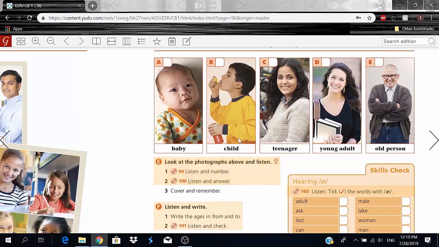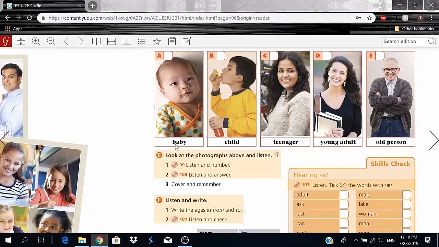Here we have a few words related obviously to people as well. So here we have a baby, child, teenager, young adult, and old person. And I wanted to tell you guys, a baby is usually someone from 0 years old basically to 18 months or 2 years, okay? So the first 2 years of your life, you're a baby, okay? No questions asked about that.